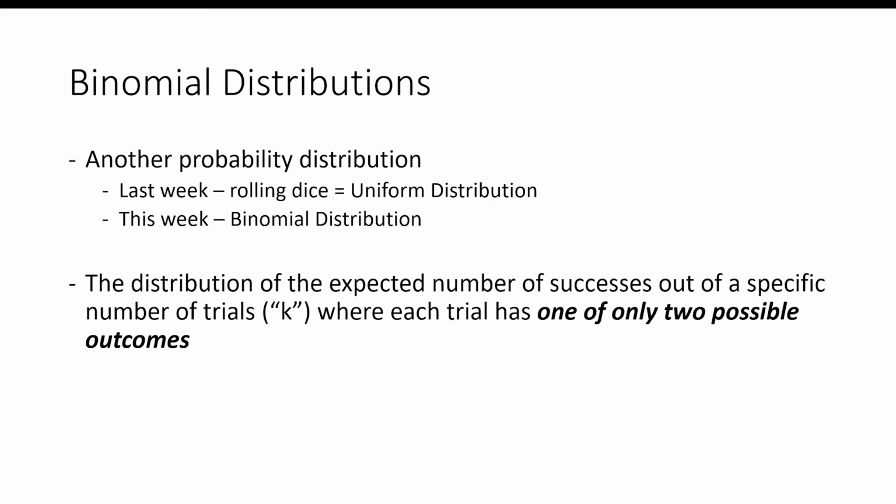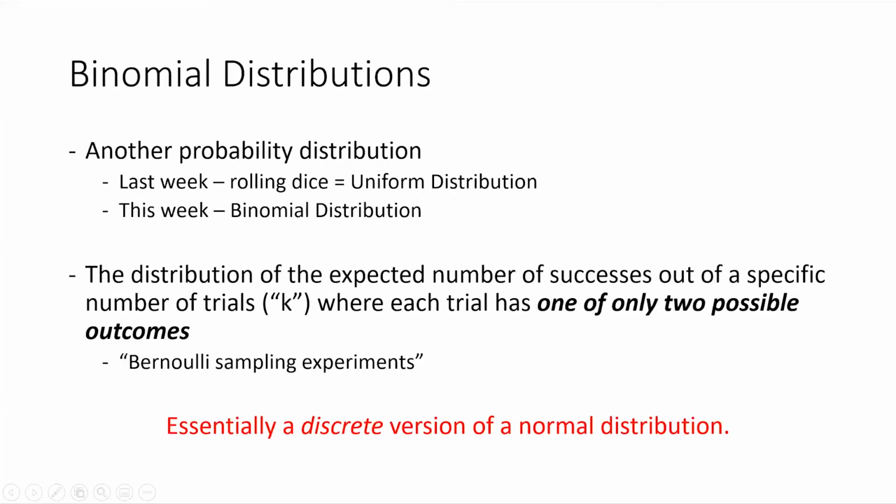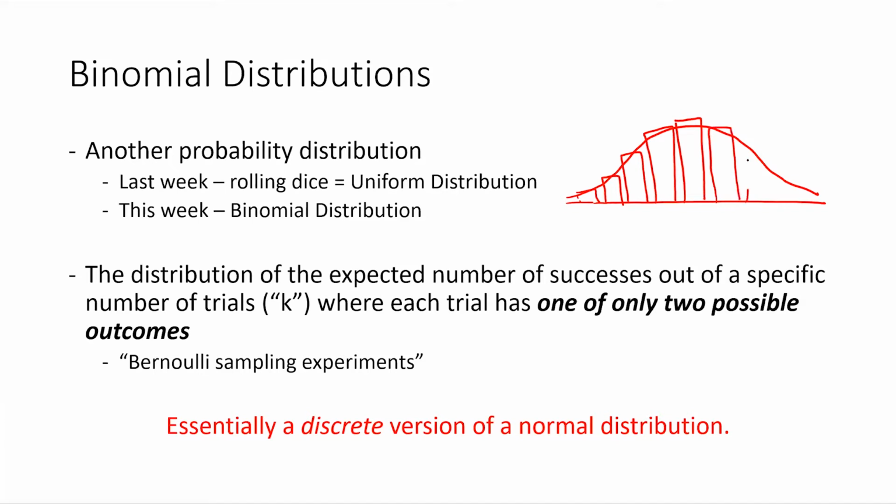The distribution of the expected number of successes out of a specific number of K trials is how this is set up, where each trial has only one of two possible outcomes. These are called Bernoulli sampling experiments. It's essentially a discrete version of a normal distribution. With a normal distribution, you'd have something like this, whereas with a binomial distribution, because it's discrete, it's more like this, where each bar represents the probability of a certain event occurring, or the number of times that event occurs.